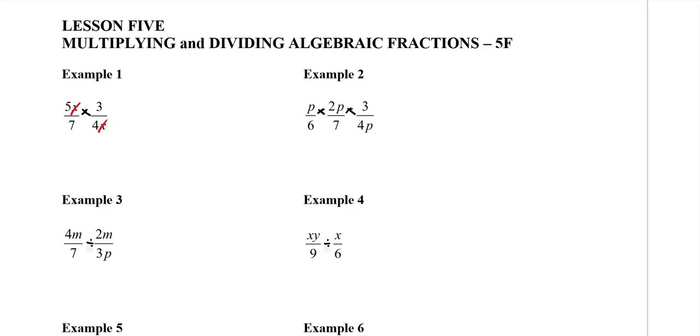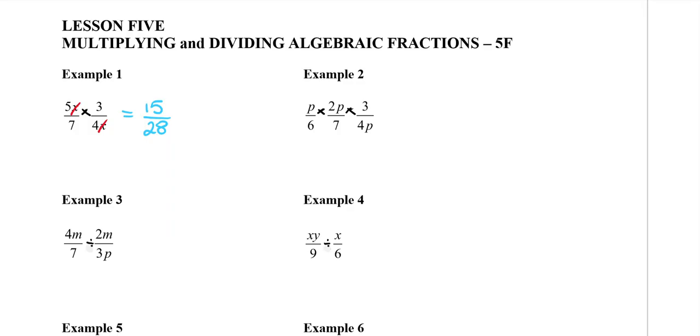So once I've done my little bit of cancelling, I'm now going to multiply the tops together. 5 times 3 is 15. And multiply the bottoms together to get 7 times 4, which is 28.